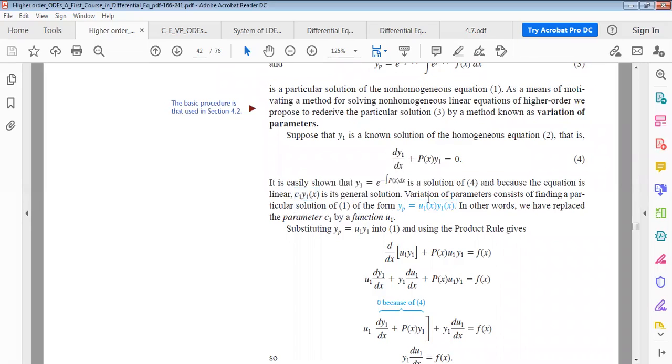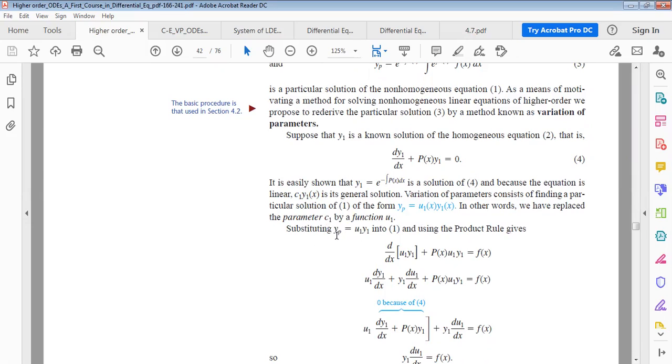So actually there is a difference between these two solutions. One is c1 is replaced by u1(x), understand? And this parameter c1 is replaced. This is why it is called the variation of parameters method. We are replacing the constant to find the particular solution of the differential equation. This is why this method is called the variation of parameters method.